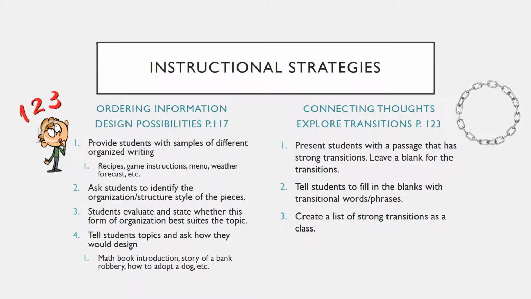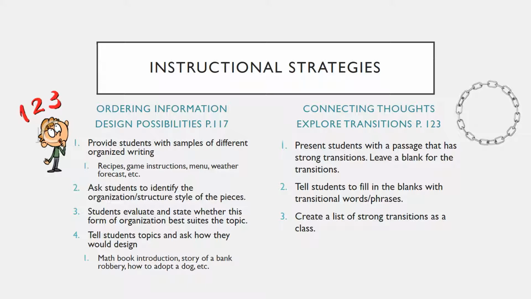Ordering information, this strategy is called design possibilities. So you, as the instructor, provide students with different organized writing like recipes, board game instructions, maybe menus from a restaurant, and you tell students to identify the organization of the piece. So is it compare and contrast? Is it sequenced? Is it problem solution? And then the students say if this is the best organization. So they essentially defend it, and then you give them topics like adopting a dog, a bank robbery, or math book instructions, and they decide what organization is needed.